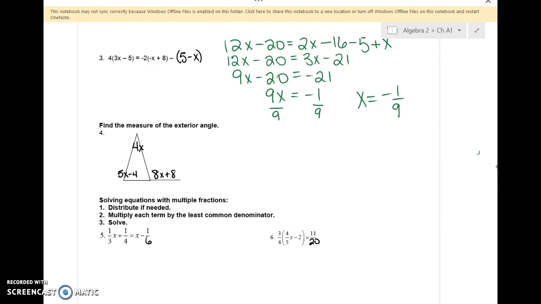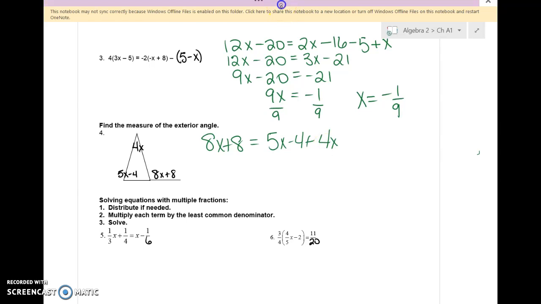Multiply them or add them? Add them. Yep. So the exterior angle, 8x plus 8, equals the sum of the non-adjacent interior angles. Have you ever heard that phrase before? I'm assuming you have. The non-adjacent, so the angles inside that are not touching. So the 5x minus 4 and the 4x.